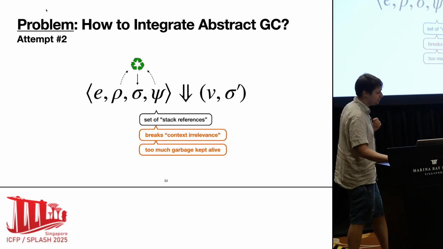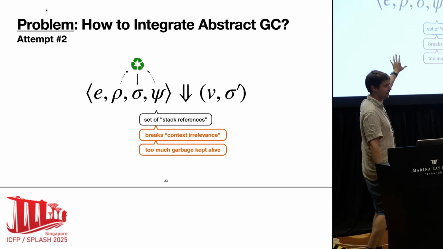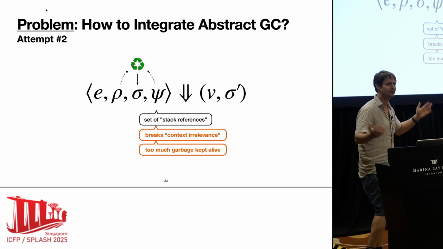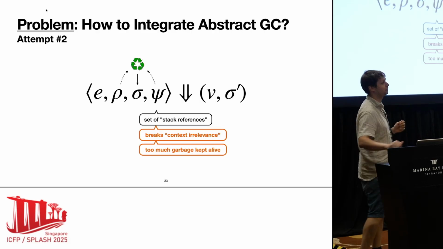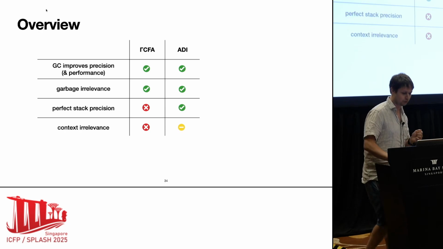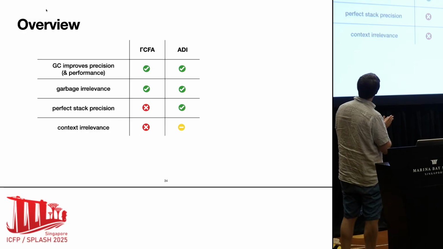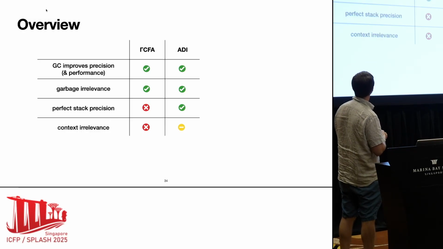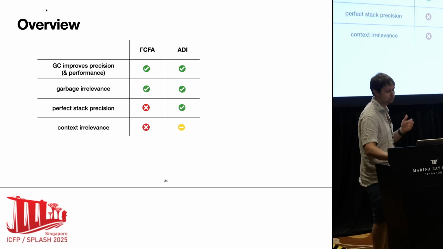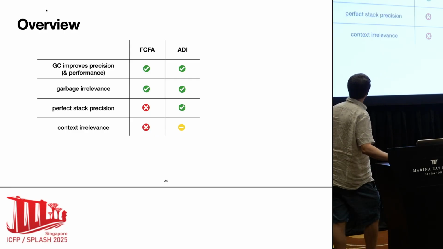Also, if you think about it, is it really necessary to keep the continuation bindings alive for the local evaluation? Not really. You only need them afterwards to continue evaluation with the result, right? So if you would implement garbage collection this way for ADI, then you would get the GC benefits, you would still have perfect stack precision, but you would throw out some of the context irrelevance. That's why I've put a yellow marker there.